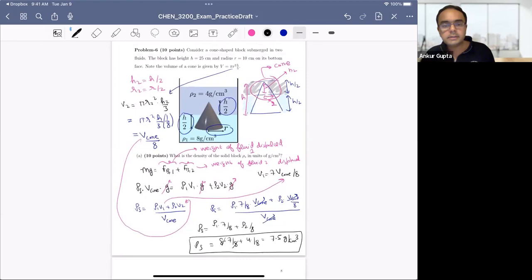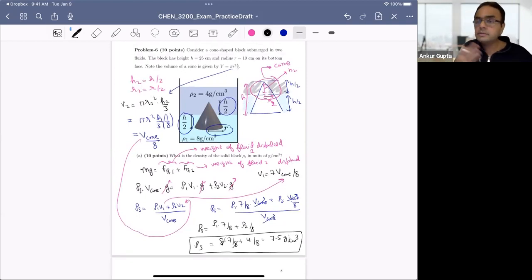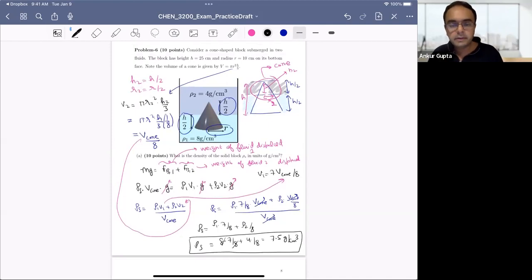So hopefully this clarifies how to approach it. It was simply a buoyancy force problem. The tricky part being appreciating that the top portion is also a cone, and that's why the volume came out to be 1/8 by using the formula provided, and then you could get the answer. All right, so let's go to the next problem.